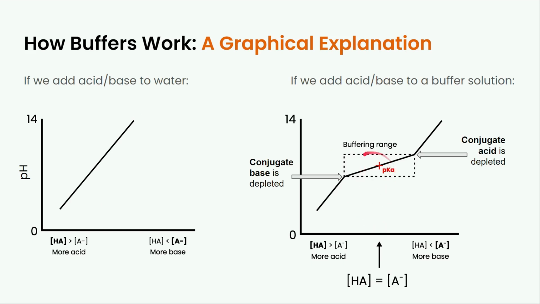I've marked on the graph pKa. Don't worry too much about this because we're going to explore it later, but it so happens that the pH at which the concentration of your buffer acid and its conjugate base are equal is the pKa of that buffer system.